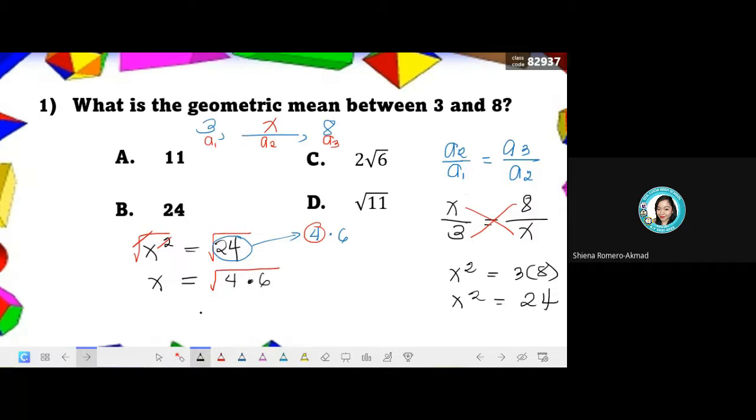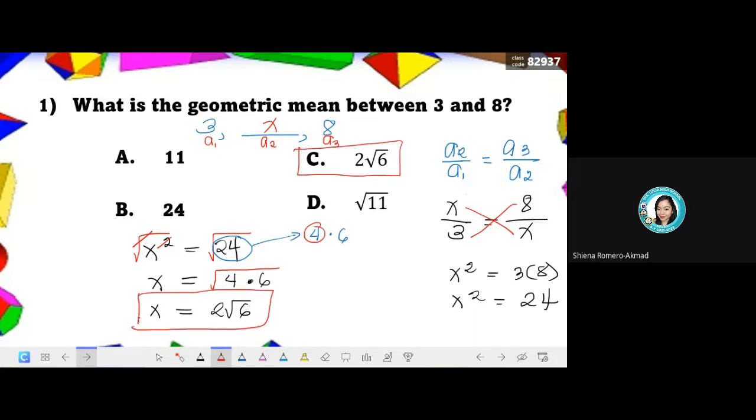And since 4 is a perfect square, all you have to do is to get the square root of that. So, we'll have x is equal to, pumunta na siya sa labas kasi may perfect square siya, which is 2. And then we have square root of 6. Bakit may iwan sa loob si square root of 6? Because square root of 6 does not have an exact square root. Okay? Kaya iniwan na natin siya dun sa loob ng radical sign. That's why the answer here is letter C.